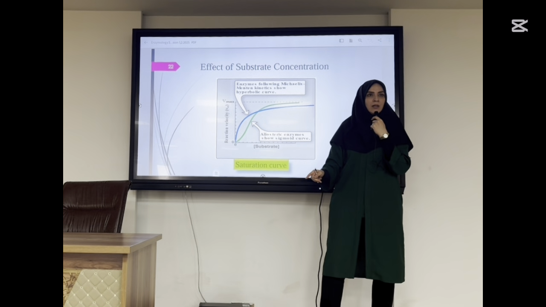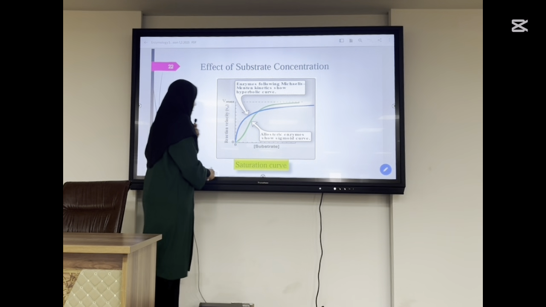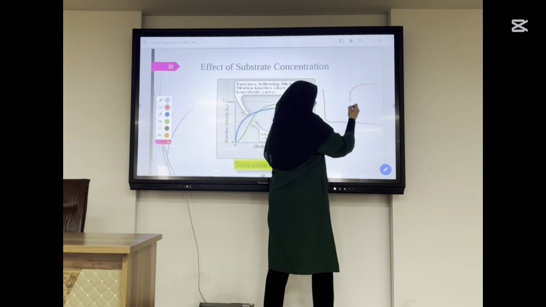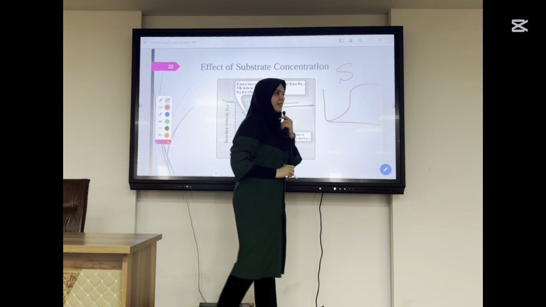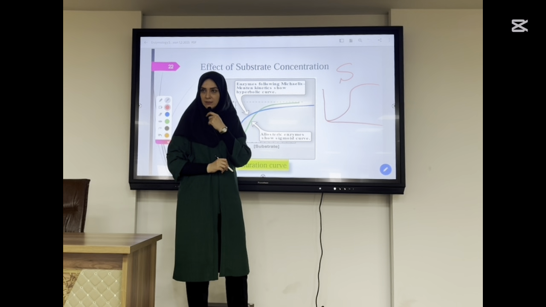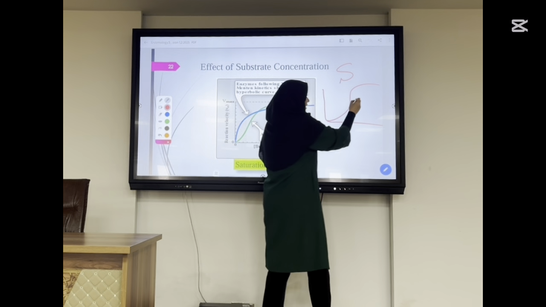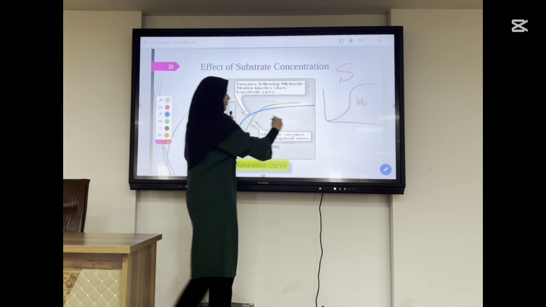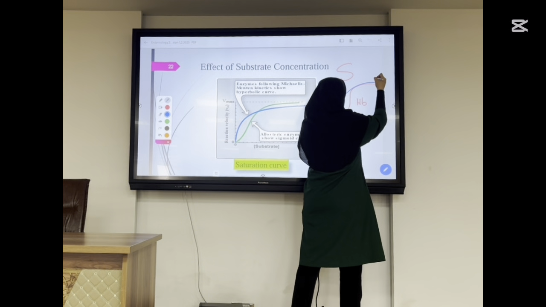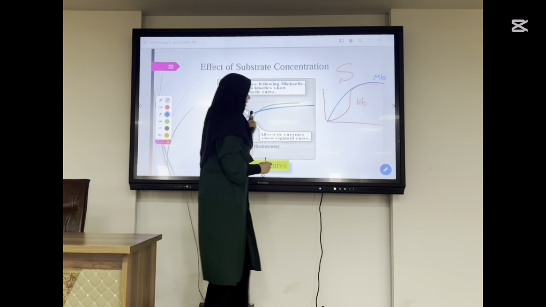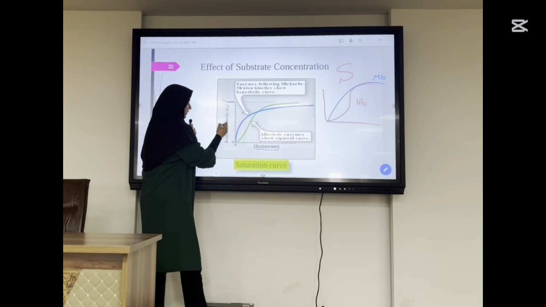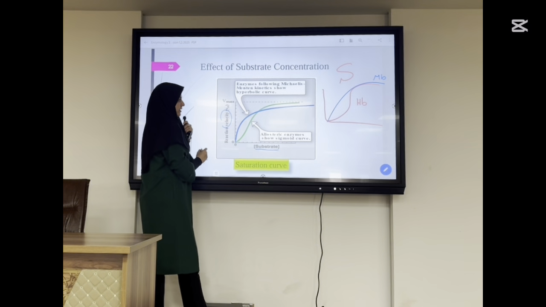Why do we say sigmoidal? What does it mean? It means that the curve is like an S. This is the first letter of sigmoidal, S. As I mentioned, for hemoglobin, you have a sigmoidal curve, and for myoglobin, you have a hyperbolic curve. Also, for enzymes, if I plot substrate against reaction velocity, we have a different curve.